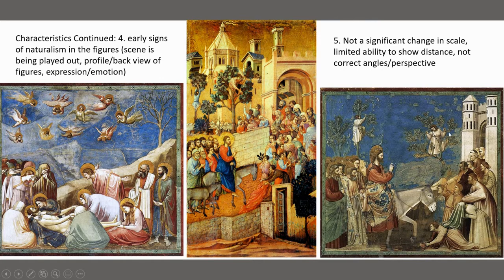The children in the trees, or the angels in the trees, are almost the exact same size as if they were standing right in front of us. So although they're attempting to show distance, it's extremely limited and not realistic. So, if I'm just summarizing, those are a couple key characteristics that help define and help you make those small visual connections of the late medieval / Gothic time period.